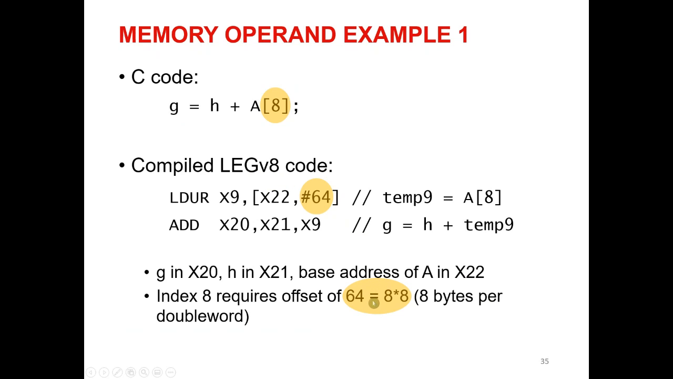As I have mentioned, we have byte address memory, so we need to multiply this number by 8. If I want to access the 8th element, I multiply 8 by 8 and place 64 here. With this 64, I will be accessing element 8 of array A. I am assuming that array A is stored in a register called X22. So with this operation, I'm loading the value of A8 into a temporary register called X9. And then I'm adding that temporary register X9 to the final output. Okay, make sense?